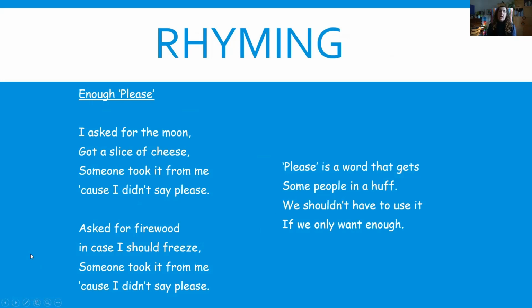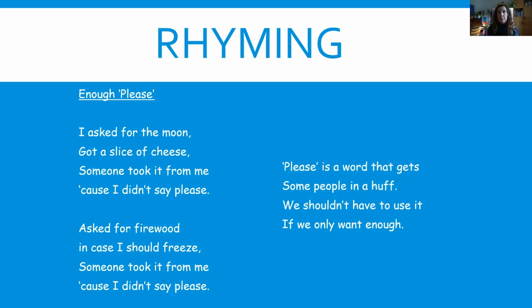So we've got a rhyming poem, and this one I've taken from Brian Patten's book called Gargling with Jelly. Now this one is organised in quite a traditional way. We've got the stanzas, 4 lines per stanza. We've got lines 2 and 4 rhyming.